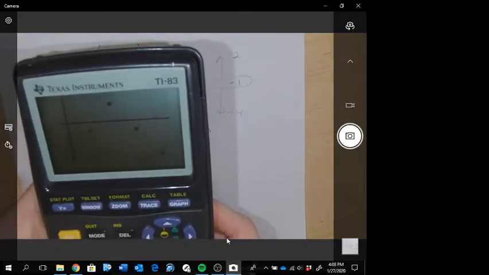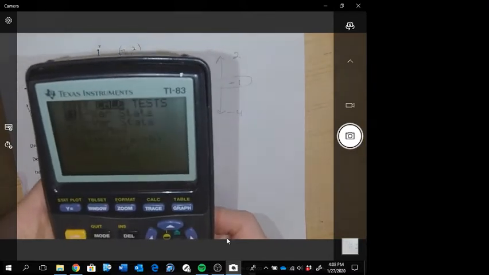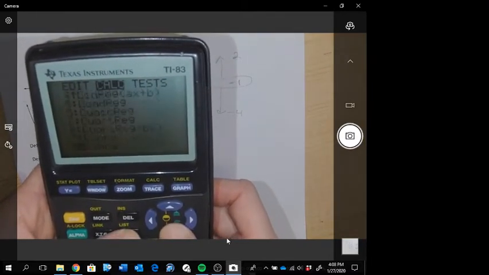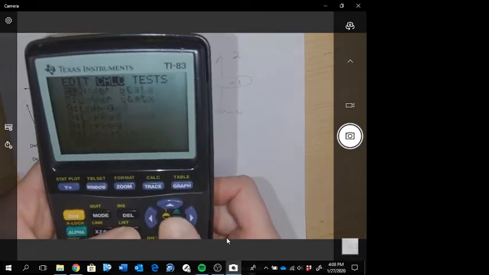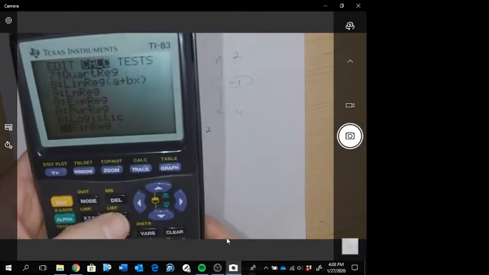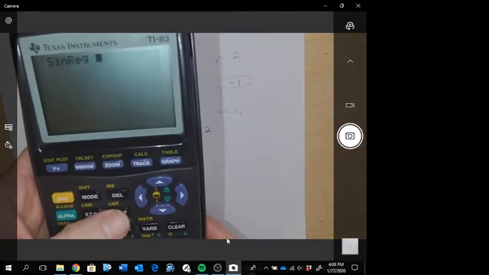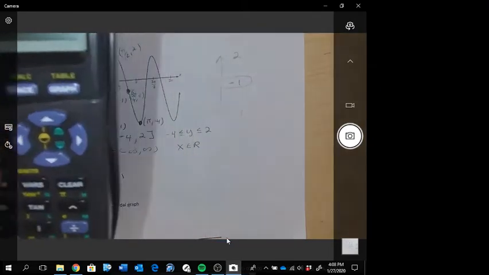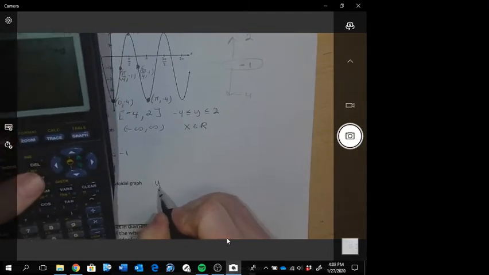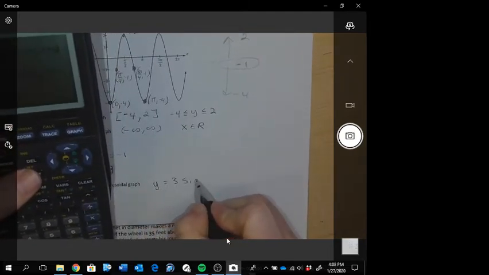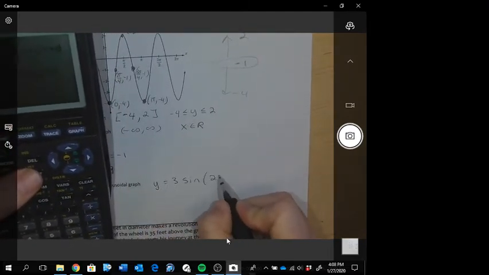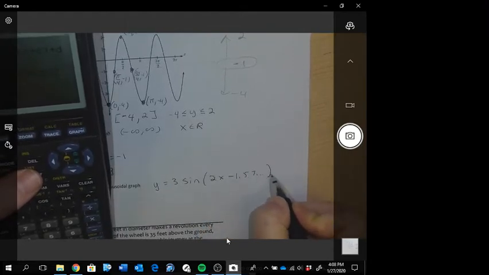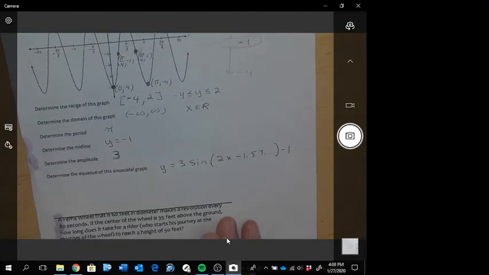Now stat, calculate, and you're going to go down to sine regression, the very bottom. Let's see what comes up. There we go, there's our equation: y equals 3 sine of (2x minus 1.75) minus 1.